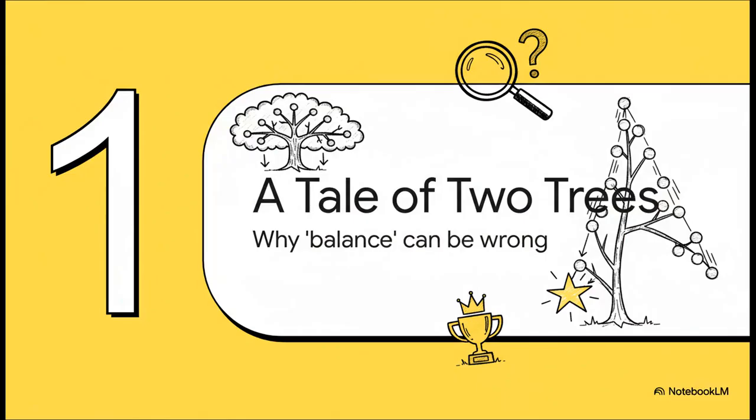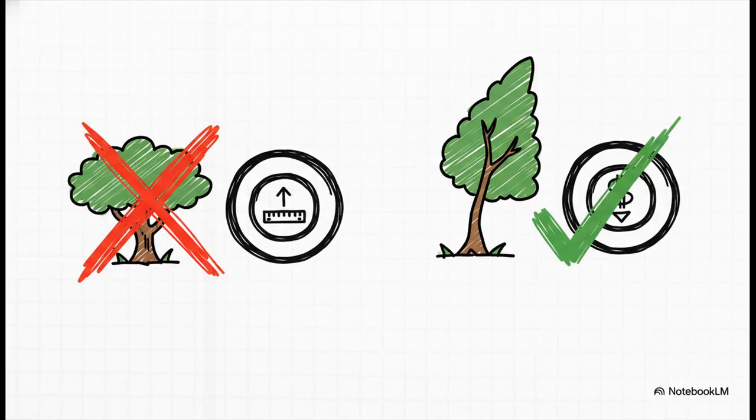So that brings us to our first section. We're going to unravel this mystery. Think of it as a tale of two trees, and it's a story that will really challenge what you thought made a data structure good. See, the crucial point here, the whole secret, is that we've been focusing on the wrong thing. The goal isn't just to build the shortest, most balanced tree. It's to get the lowest possible expected search cost. And that one little shift in perspective changes the entire game.